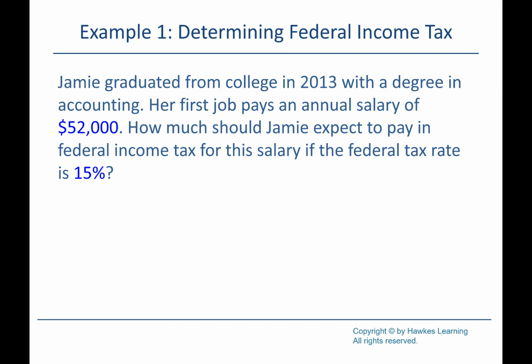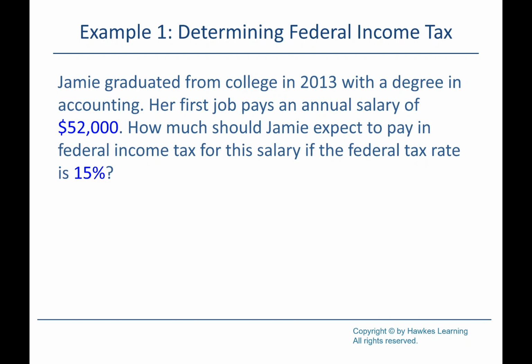Okay, so it says Jamie graduated from college in 2013 with a degree in accounting. Her first job pays an annual salary of $52,000. I maybe should have thought about accounting. It says, how much should Jamie expect to pay in federal income tax for this salary if the federal tax rate is 15%? So this is just a percentage problem. It's a step along our way to making a budget. We just want to know what 15% of $52,000 would be.